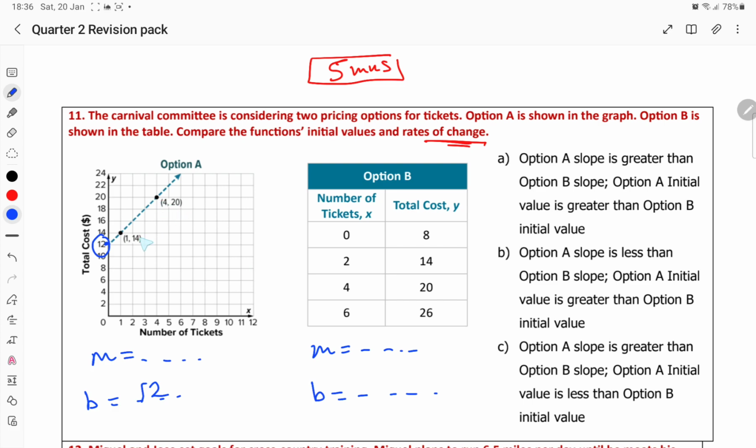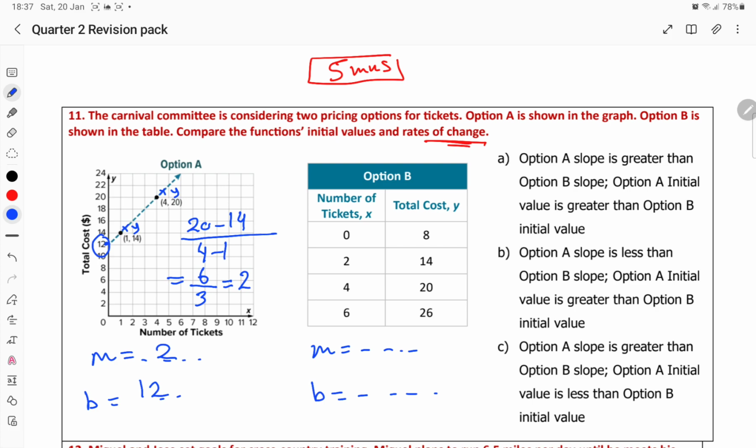So 20 minus 14. Again, subtract the y together. 20 minus 14 over x2 minus x1, 4 minus 1. What is 20 minus 14? 6. 4 minus 1 is 3. So 6 divided by 3 is just 2. So the slope here is 2. And the y-intercept is 12.